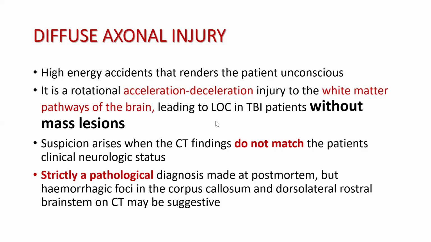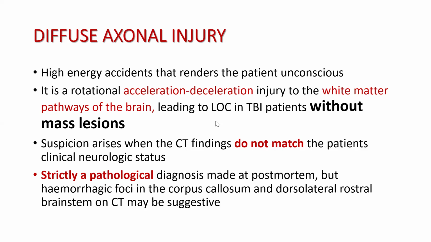So you typically have a patient on the ward who has reduced consciousness, or has lost consciousness, and then you do a CT scan and you are not seeing anything. You're not seeing any mass lesions. It essentially looks like a normal CT scan. So that is when you suspect that this patient actually has diffuse axonal injury. So the CT scan findings do not match the patient's clinical neurological status.